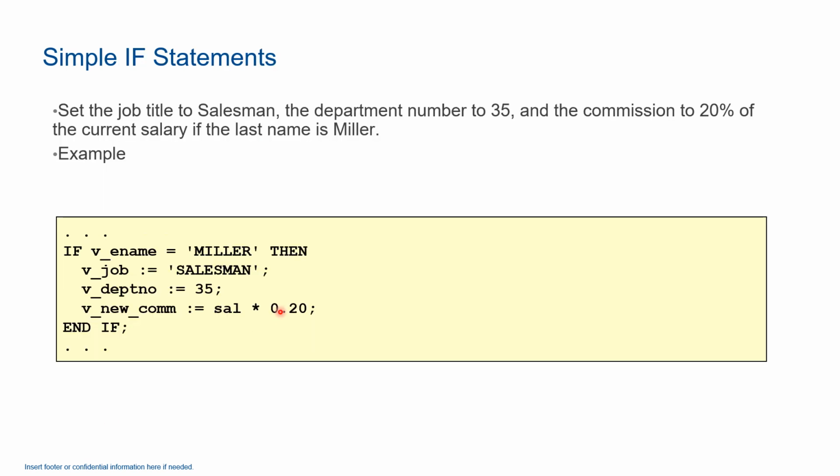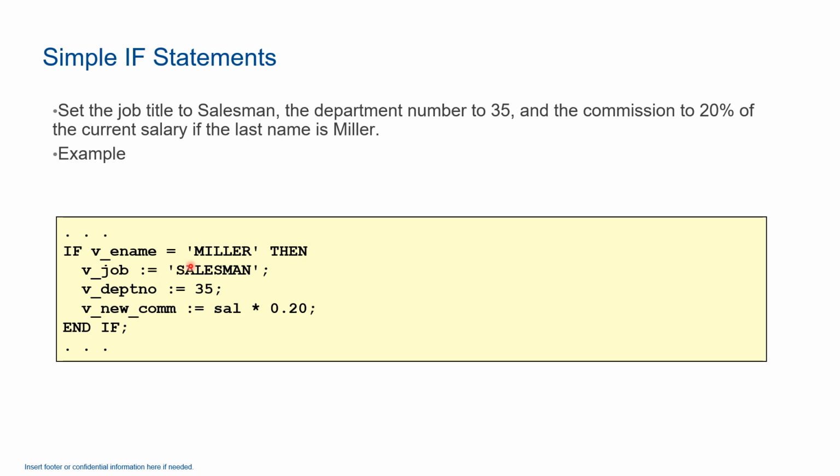Simple if statements: set the job title to salesman, the department number to 35, and the commission to 20% of the current salary if the last name is Miller. So now we have an if statement: if the employee name is Miller, job as salesman, department number as 35, then set a new commission as salary times 0.20.